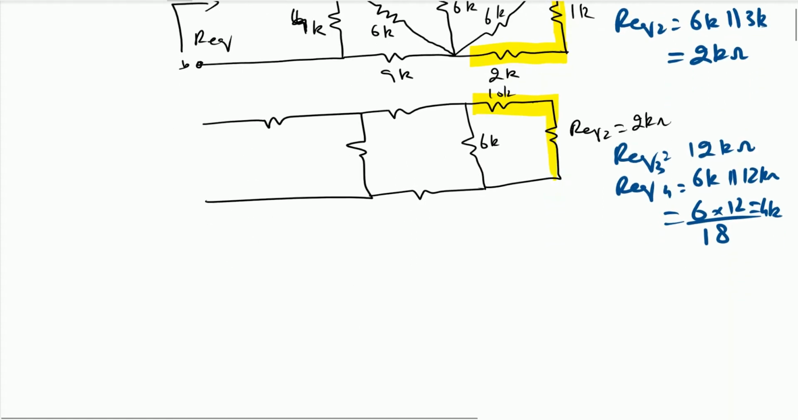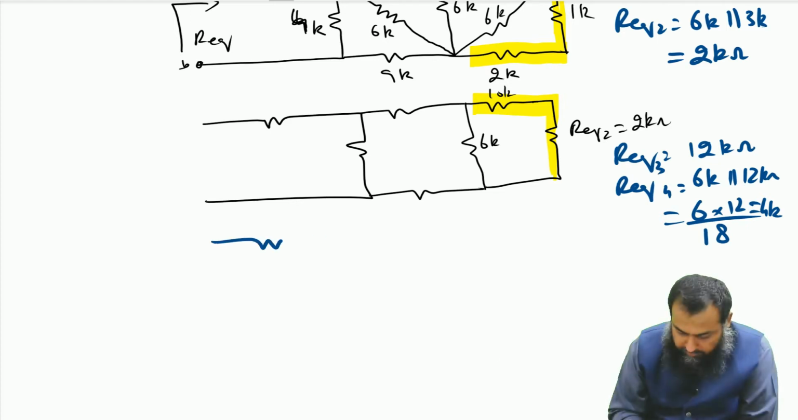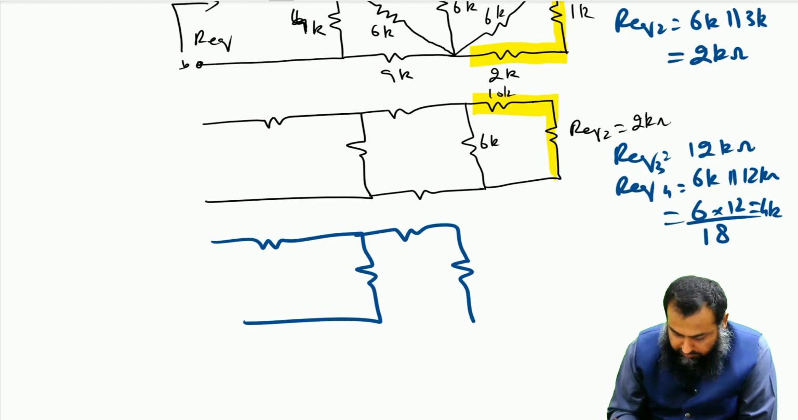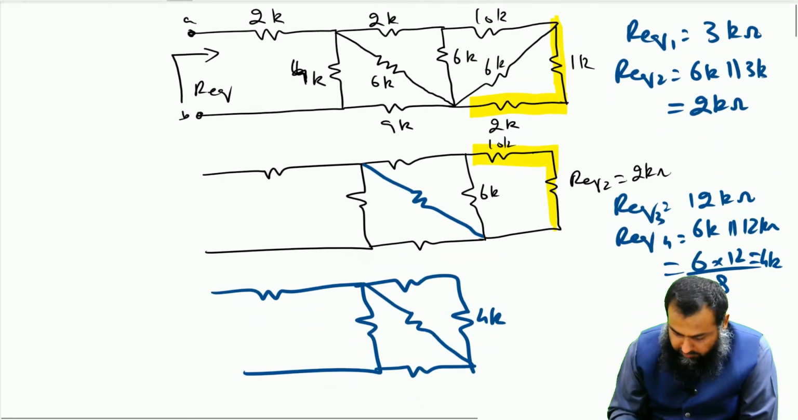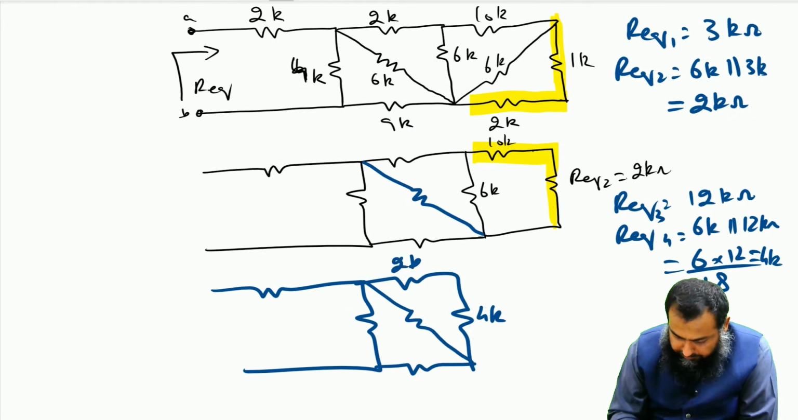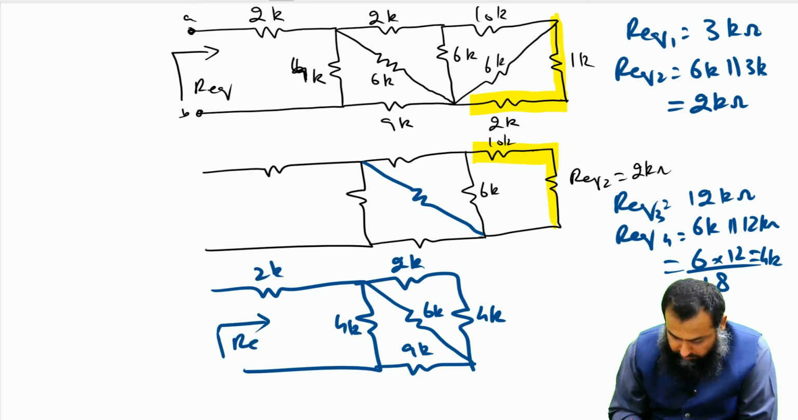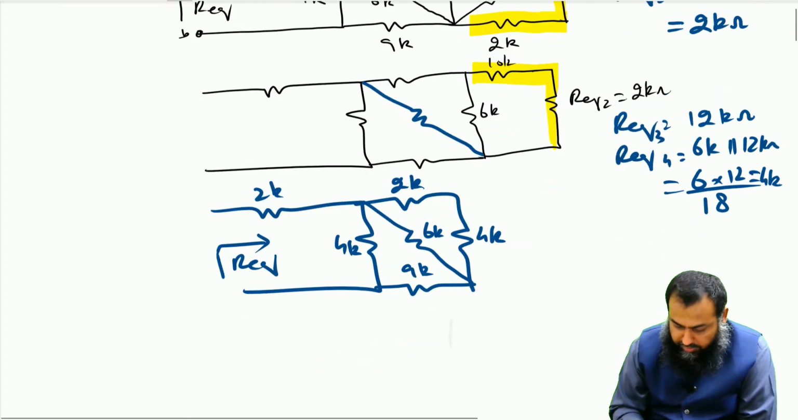Now we have solved this particular part of the circuit, and we are left with this network. We forgot to draw a line here. This is 4k, this was 2k, this was 6k, this was 9k, and this was 4k, and this is 2 kilo ohm, and we are slowly moving towards the solution for this R equivalent.